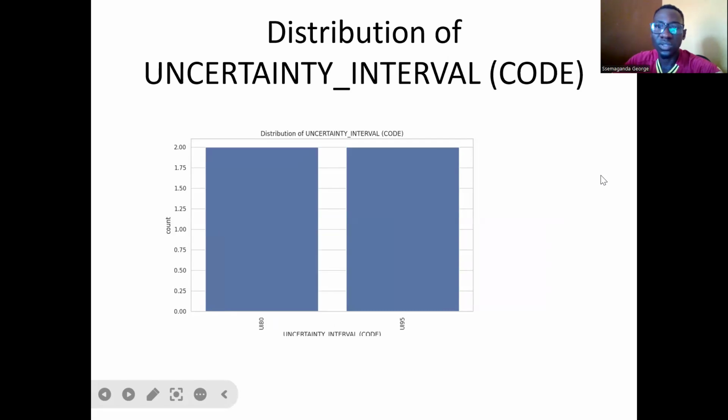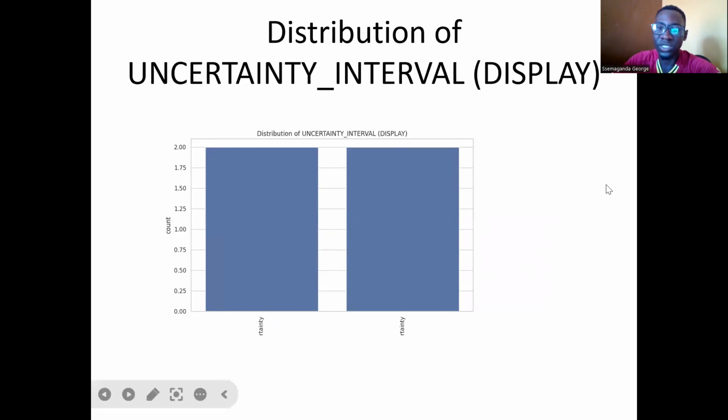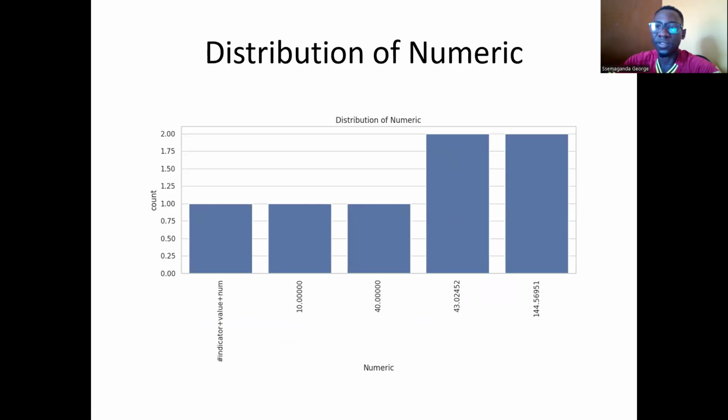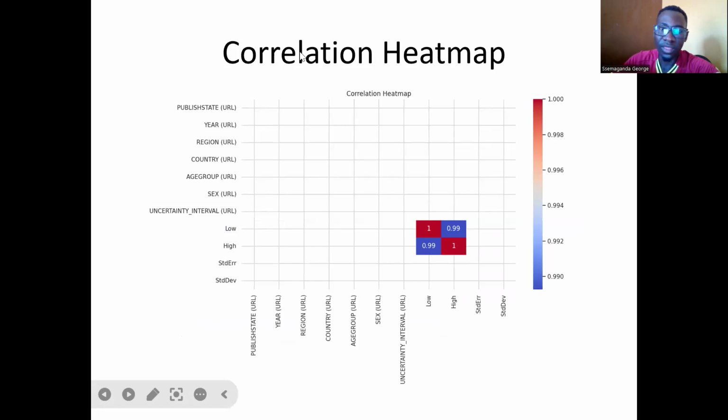So the distribution of uncertainty levels, remember, uncertainty levels can either be certain or non-certain, which here is a uniform distribution, and then the displayed values are the values they are using for their findings. Then the distribution of the numeric values, this was it, and then the heat map correlation between these values. So basically from here, they're showing that there is basically not much correlation between all these features for this type of data set from our EDA.